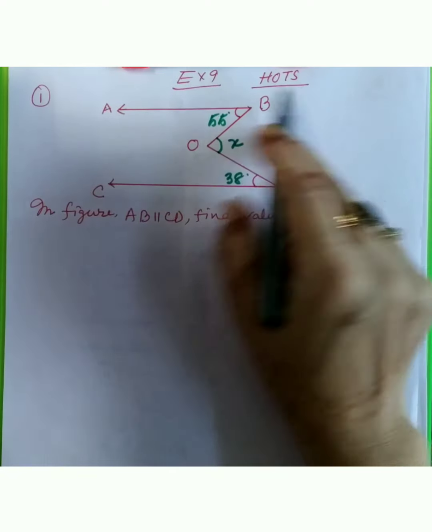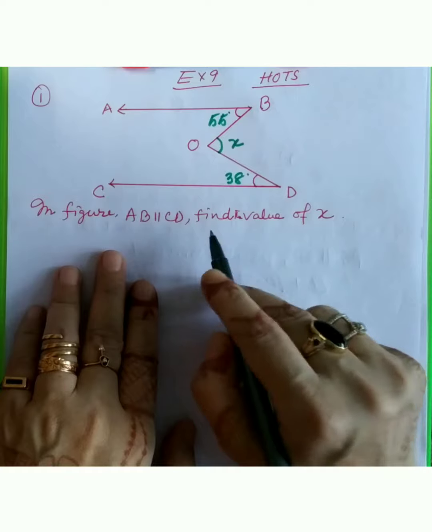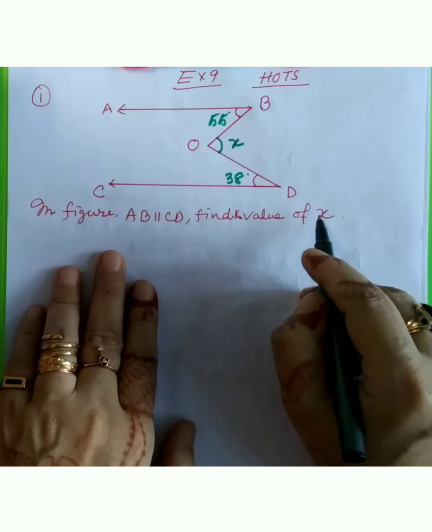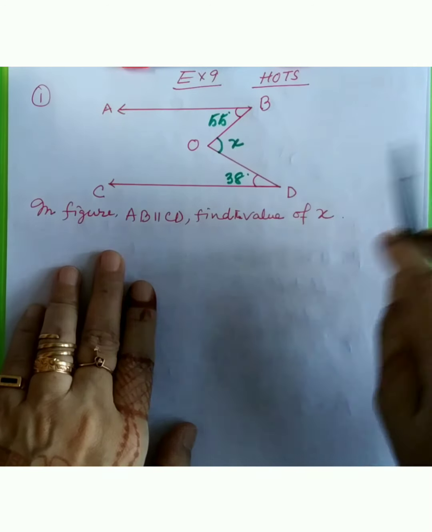Exercise 9, HOTS question number 1. In the figure, AB is parallel to CD. Find the value of x. Okay, this is a little bit difficult one.